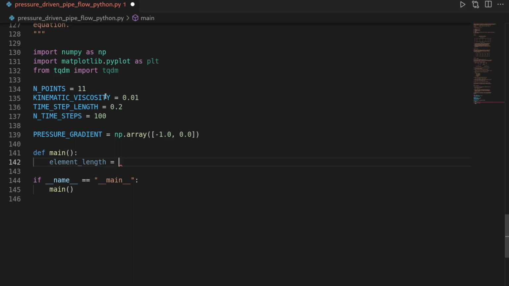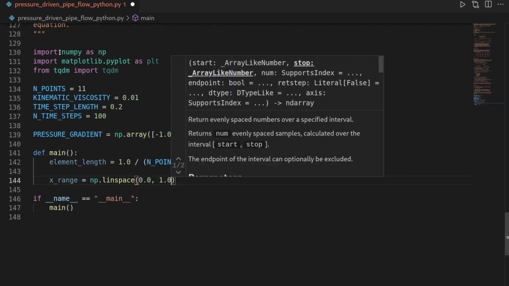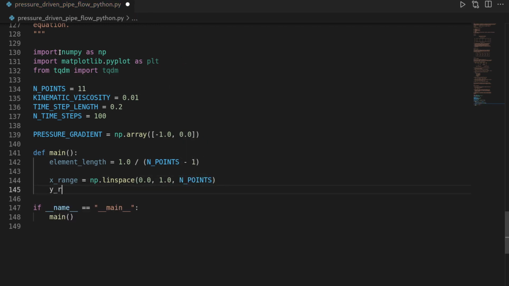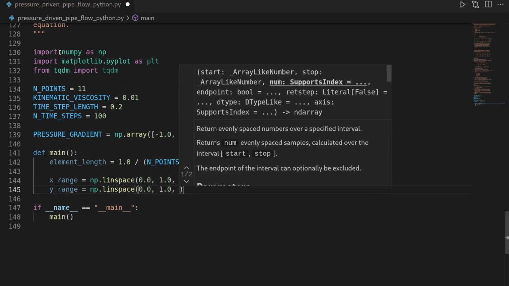And here I will just use a domain which has 1.0 in its extent, for instance 1 meter, and then we divide it by the number of points minus 1. Of course, if we have 11 points, then these 11 points make up 10 finite cells in the interior of the domain. And then we can discretize in x and y direction by saying x range is numpy.linspace from 0 to 1 with N_POINTS. And the y range will be similar. Here I will use 0 to 1 with N_POINTS.